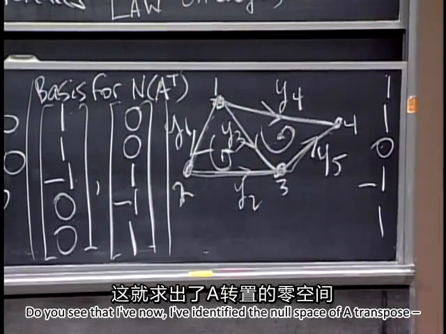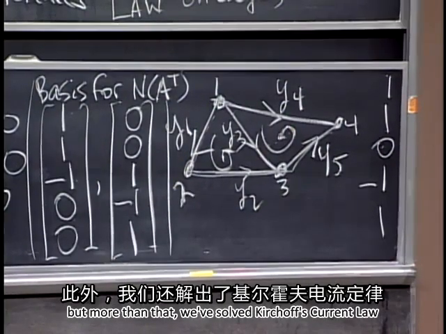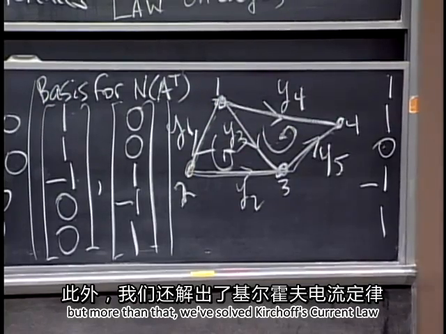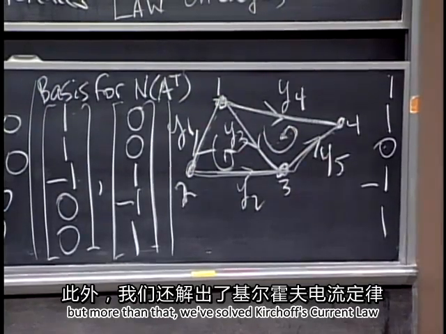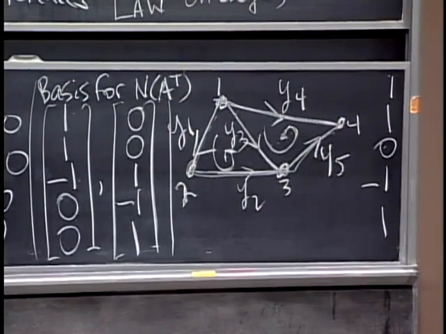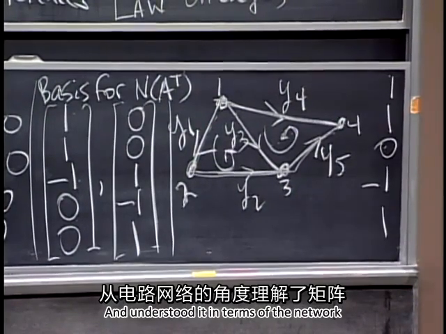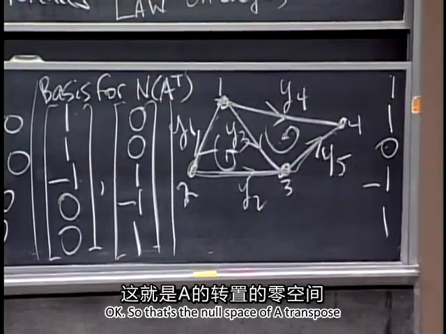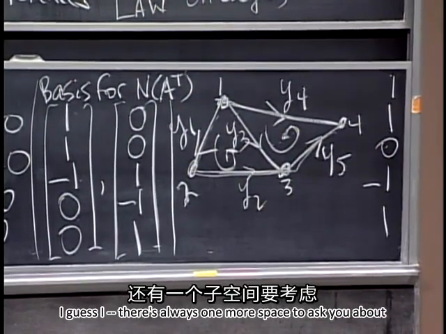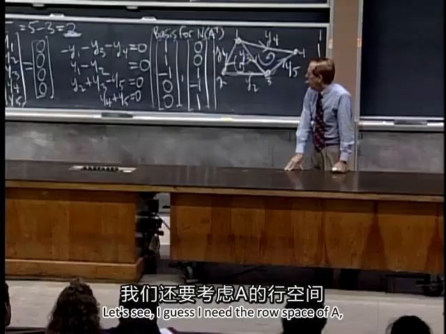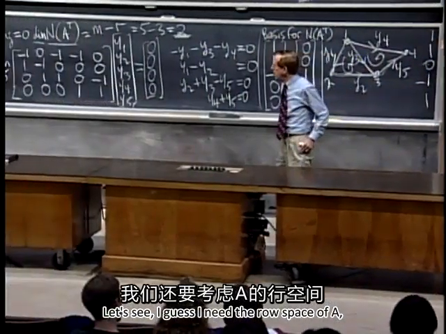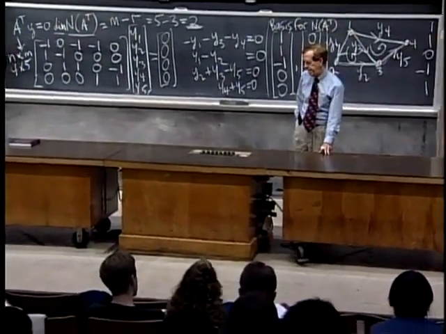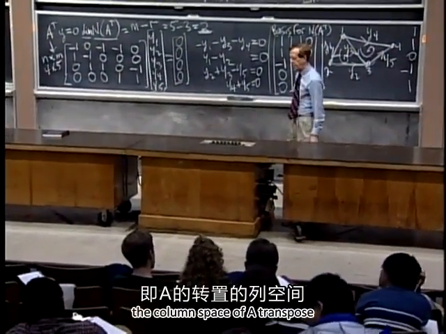You see that I've now identified the null space of A transpose, but more than that, we've solved Kirchhoff's current law and understood it in terms of the network. Okay, so that's the null space of A transpose. I guess there's always one more space to ask you about. Let's see, I guess I need the row space of A, the column space of A transpose.